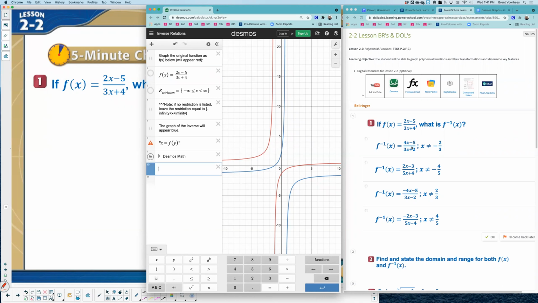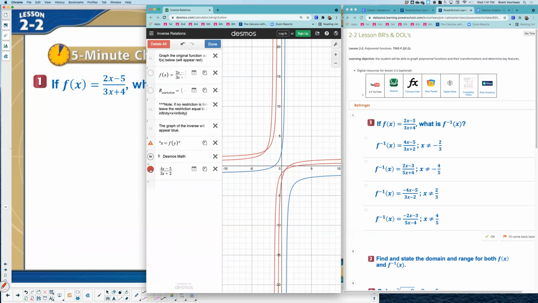So option 1 is the equation, and I'm just going to type in the math portion, 4x minus 5 over 3x plus 2. When I look at that, let me change color so we don't have so many in red. I'll just choose green. Does that green graph overlap the inverse, which is blue? No, so that means it's the wrong answer. The correct answer will be right on top of that blue graph the whole way. So the first answer on mine is incorrect. I know they're randomized, so yours might be a different order.